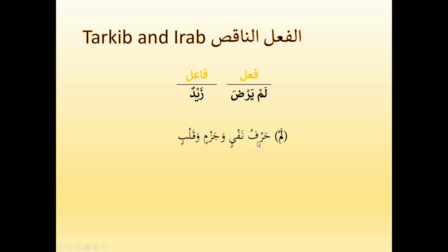Sister made one small mistake. She said fi'lun, it is fa'ilun. Zaidun. Yes, fa'ilun. Harfu nafyin. Yes, this is mudaf, mudaf ilay. Wa jazmin, wa qalbin. Qalb is to turn, to turn from the present tense. It pushes the meaning to past tense. So, wa jazm wa qalb. Zaid did not please. I don't know how to say it. Was not pleased. Yes, Zaid was not pleased. He wasn't pleased with the situation at all.